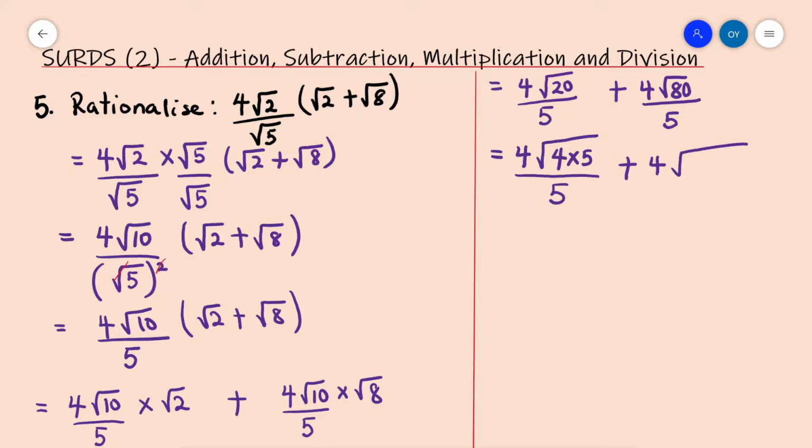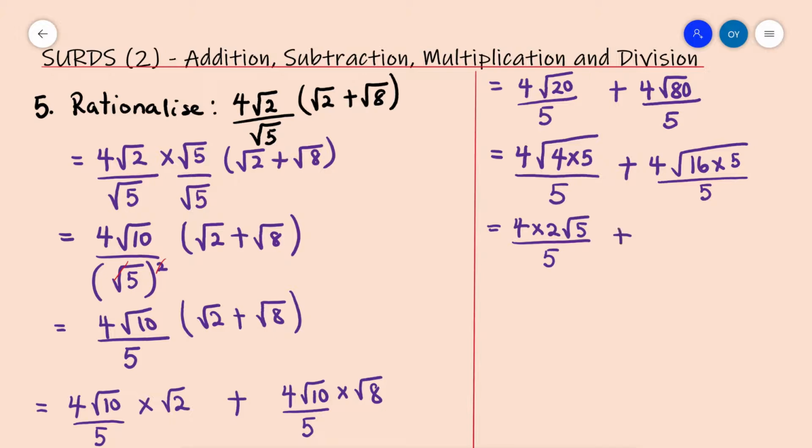We need to look for the highest perfect square in the factors of 80, and that is 16. So that is 16 times 5. 16 times 5 is 80. Okay, so all divided by 5. So the square root of 4 here is 2. Okay, so we have 4 times 2 root 5 over 5.